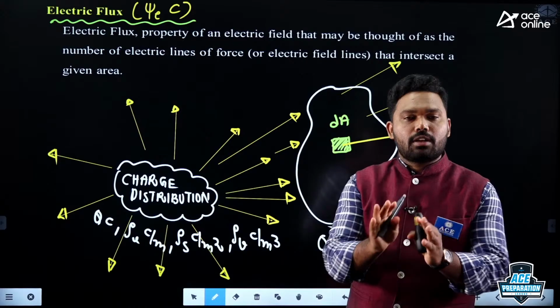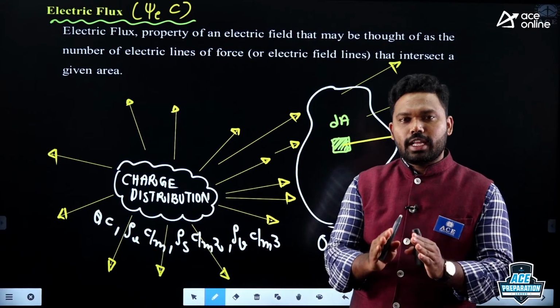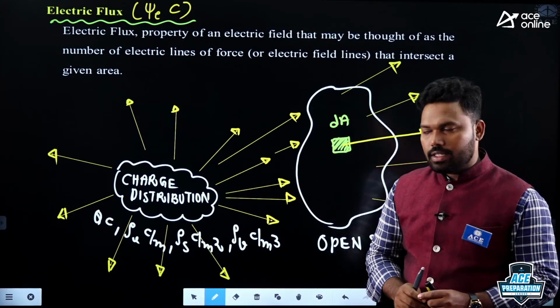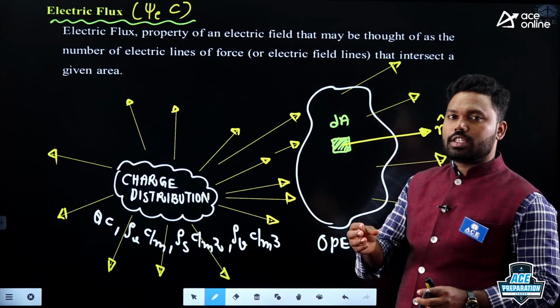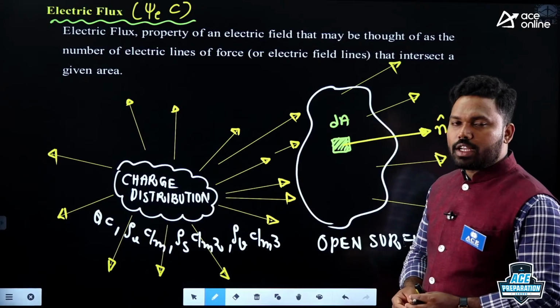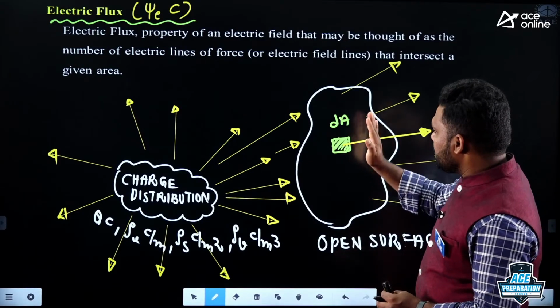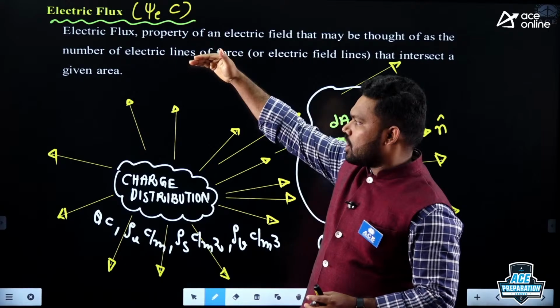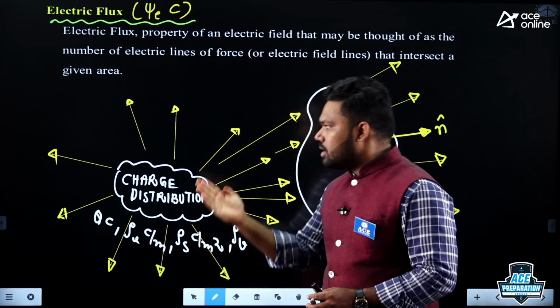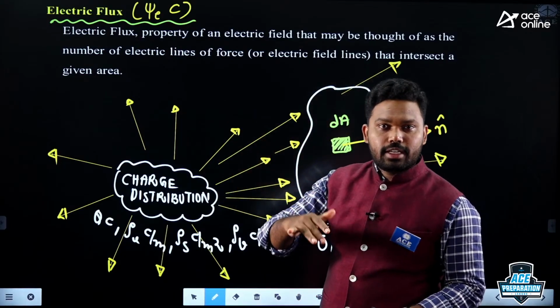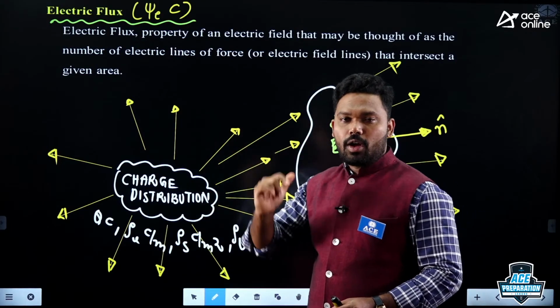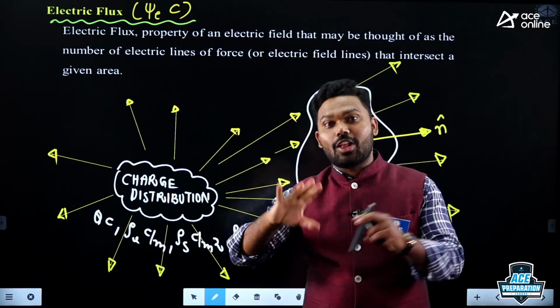That is only the part of the flux. Only 10 out of 1000. Fine. So I want to find out what is called the total flux, or you can also say net flux. So what kind of surface should I have? I should have a surface on the top, on the bottom, front side, back side, that side, this side, left side, right side. In all the sides I should have.